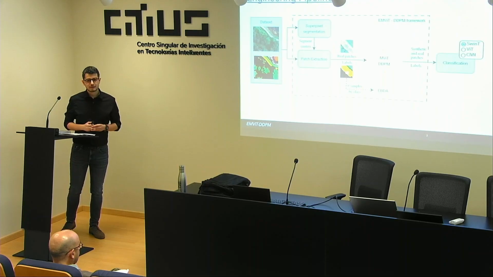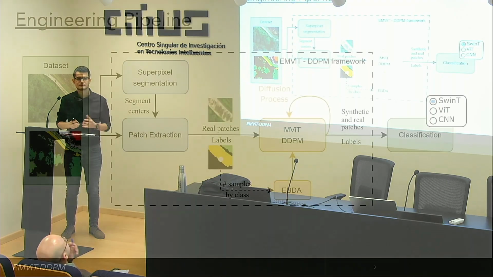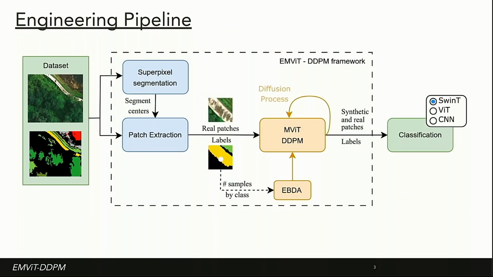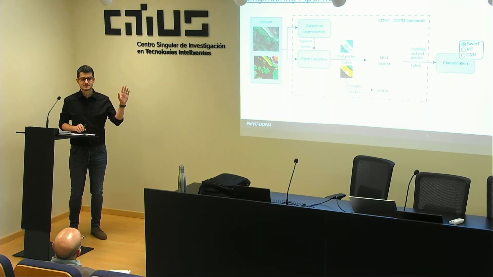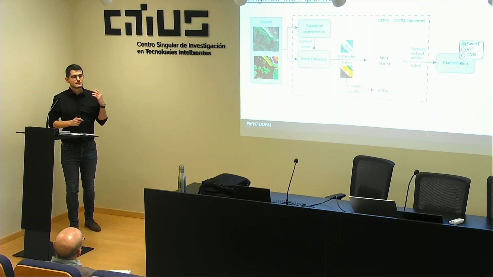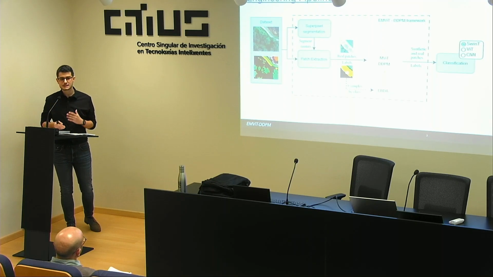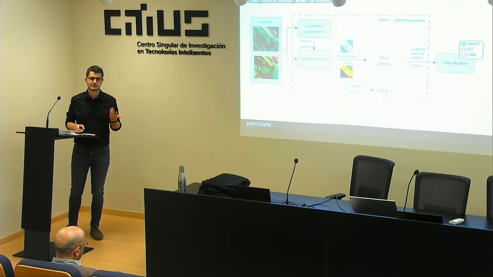So, starting with the NVDDPM proposal, from an engineering point of view, what we have is a river basin dataset with reference information. At this point, we have a segmentation problem. We first apply a superpixel segmentation and a patch extraction. With this step, we move from a segmentation problem to a classification one. In this classification problem, we first train a diffusion model, a vision transformer diffusion model. Once it is trained, we can generate synthetic data.